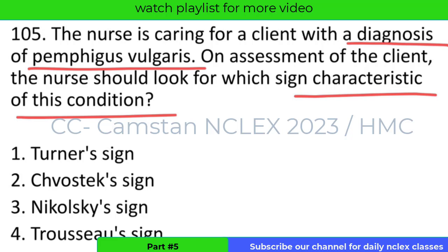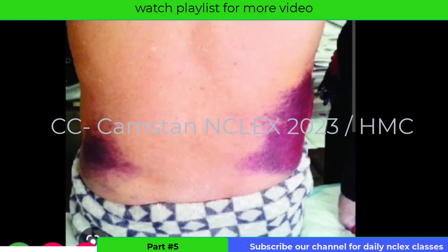So according to the question, which is the characteristic sign of this disease? For the correct answer, let's move towards the options. If we talk about the first option, that is Turner sign. A Turner sign is mainly seen in acute pancreatitis, in which a grayish discoloration of the flank region can be seen. Here you can see the image of the Grey Turner sign, that this sign mainly occurs in the flank regions and is mainly seen in acute pancreatitis patients.